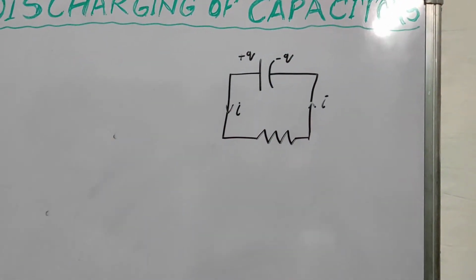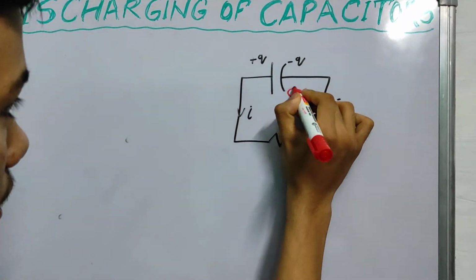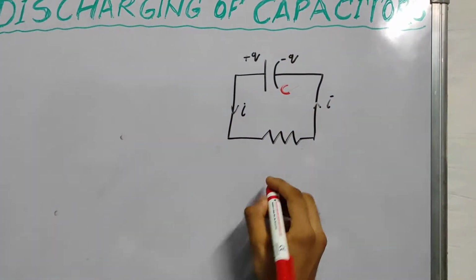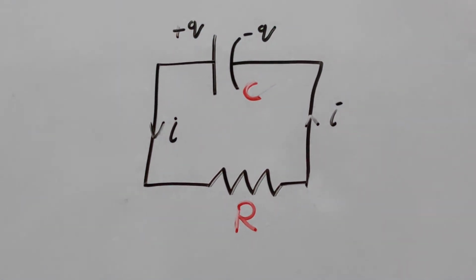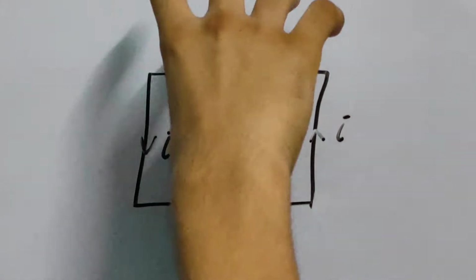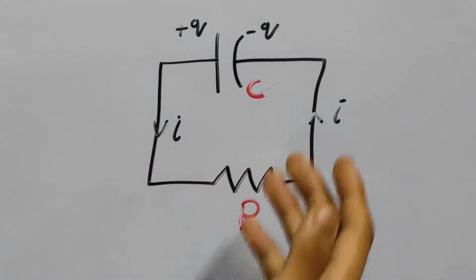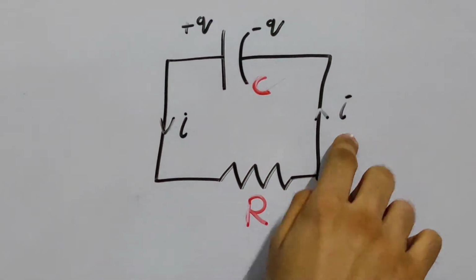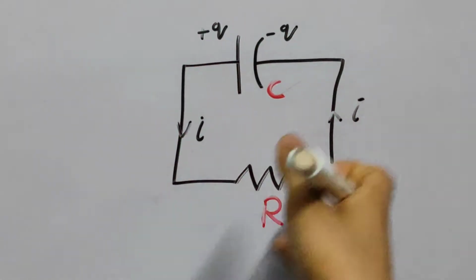Now let me label these things. So this capacitor has a capacitance. Let us call this C, current I, resistance R. Okay, great. Now we need to relate the charge Q, the current I, and the resistance R. This will be useful. Now what we can do is we can write Kirchhoff's law.